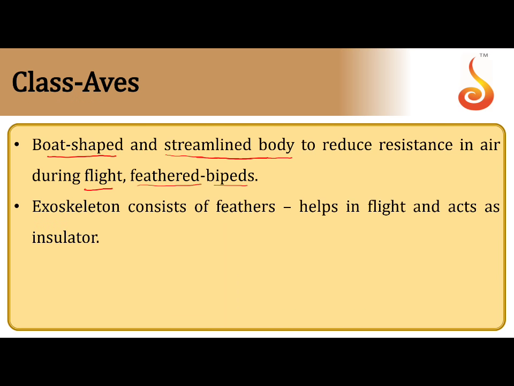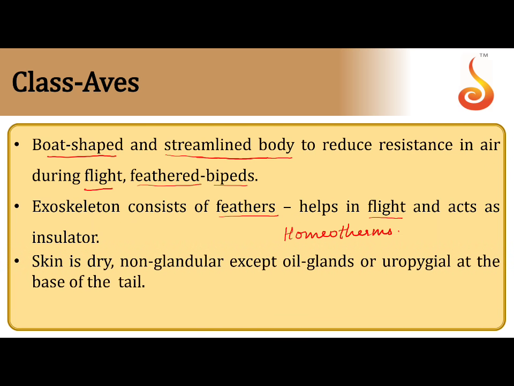Moving on, the exoskeleton contains feathers which again help them in flight. You will see in birds, most of the characteristics are directed to how to fly. These feathers not only help them to fly but also help as insulation. We know birds are the first homeotherms. They need to maintain their body temperature, and hence the feathers behave like an insulator. The skin is dry, non-glandular except one oil gland, which we call uropygial.